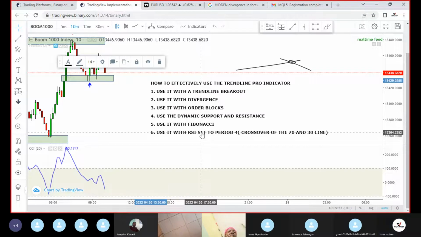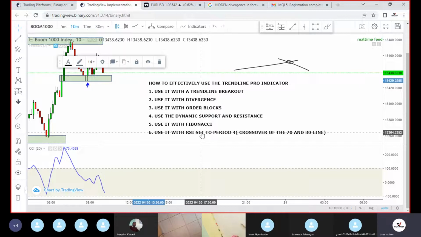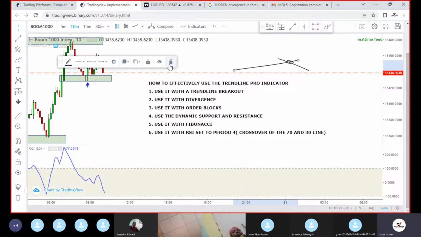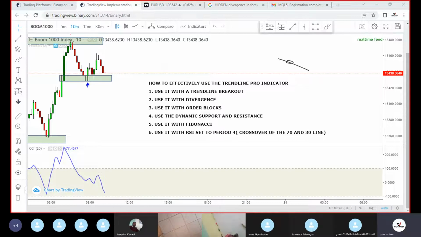Then Fibonacci. Let's see. Let me see if I can find something. Just a second. All right. So speaking about divergence, let me also bubble a little.